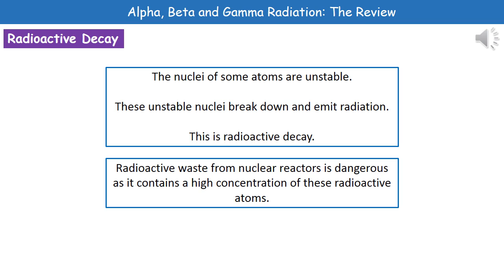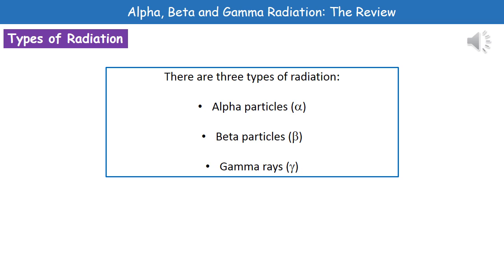this, they emit radiation. So that is the process of radioactive decay, and that's how we get this radiation being released. What we find is that any of this radioactive waste we mentioned when talking about nuclear reactors, it's actually dangerous because it contains a high concentration of these radioactive atoms, so these unstable nuclei, which means that that radioactive waste is going to be undergoing this process of radioactive decay and therefore emitting radiation. So there are three types of radiation that we need to remember. We've got alpha particles, beta particles, and gamma rays.